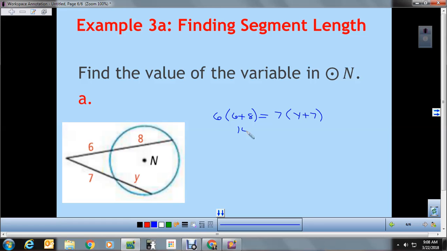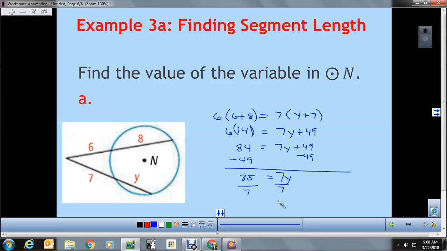So 6 and 8 gives us 14, multiplied by 6. For this one we have to distribute, so we get 7y plus 49. Now, 6 times 14 is 84, equal to 7y plus 49. Now we're just left solving the equation. So subtract 49. 7y is equal to the difference of 84 minus 49, which is 35. Divide by 7, and y is equal to 5.